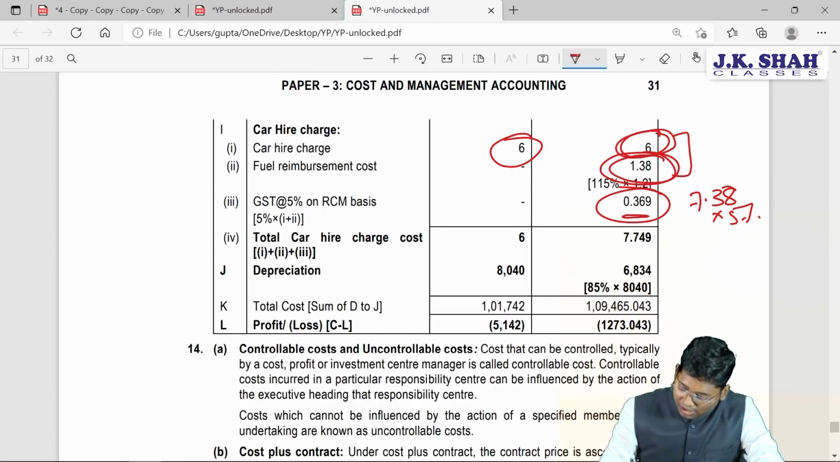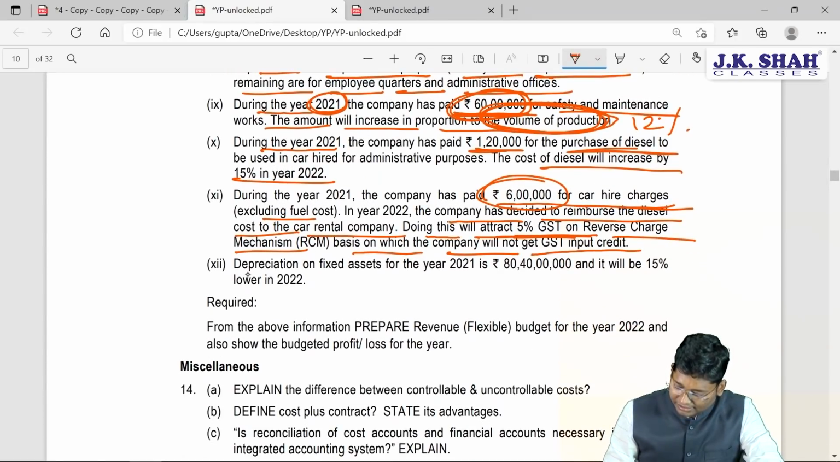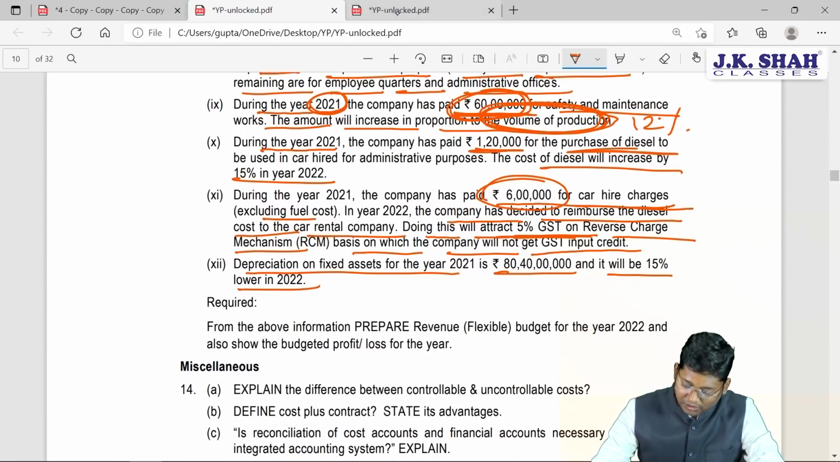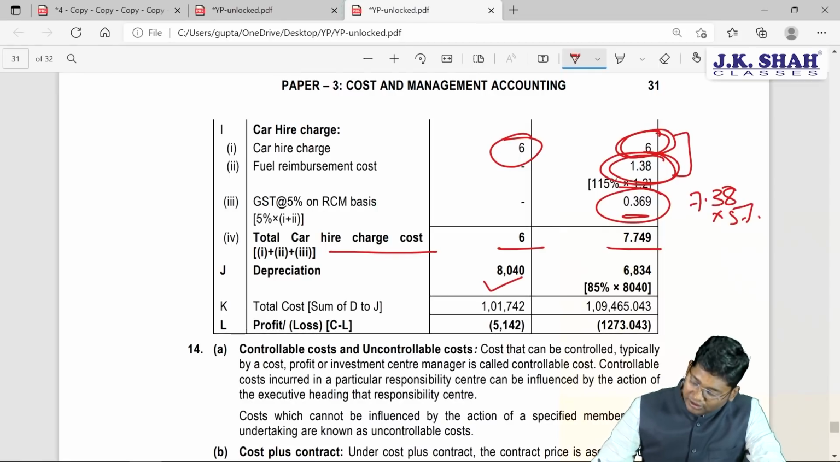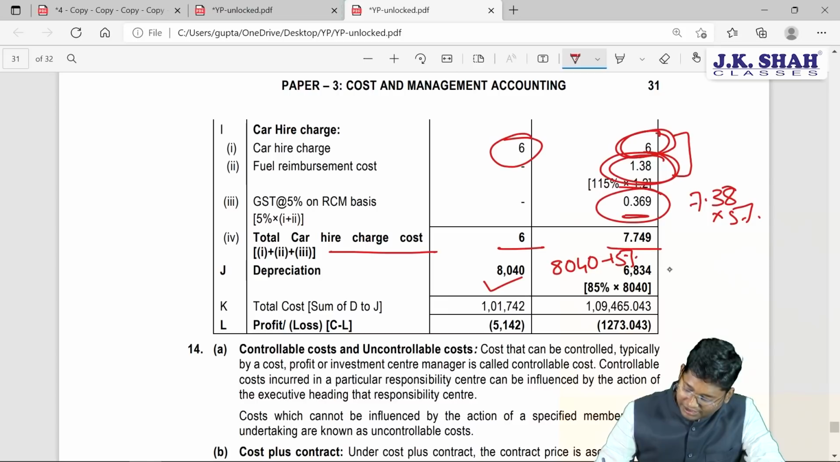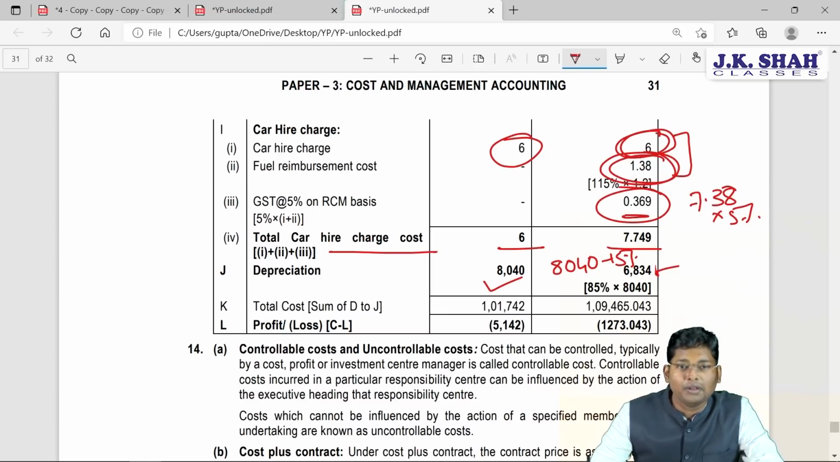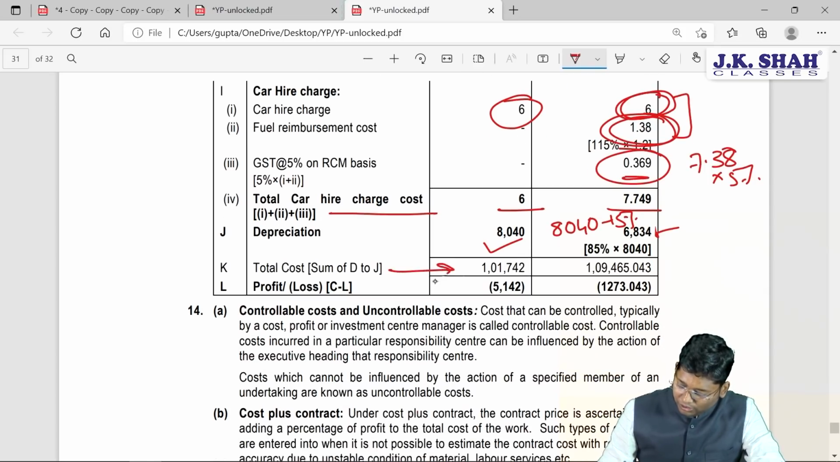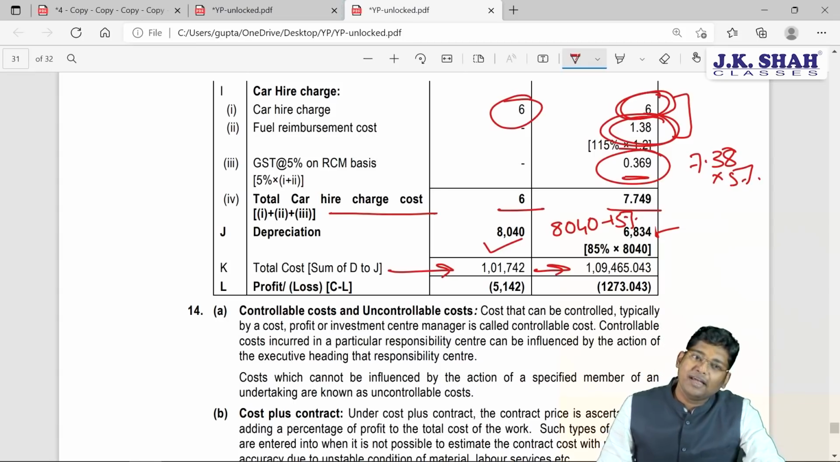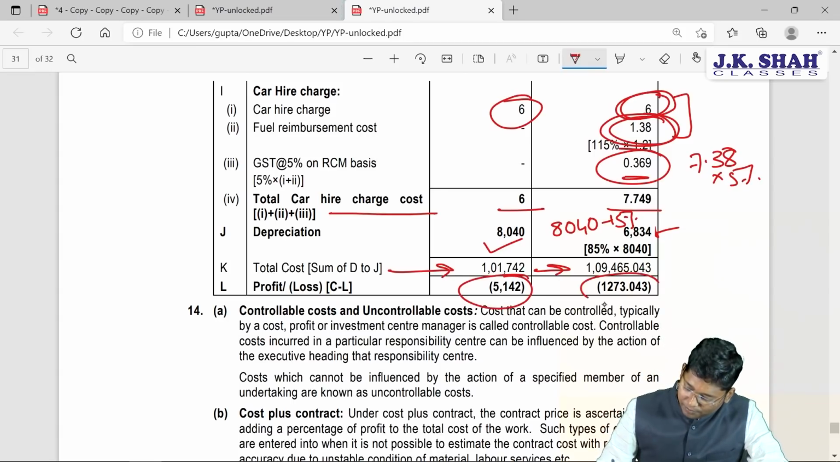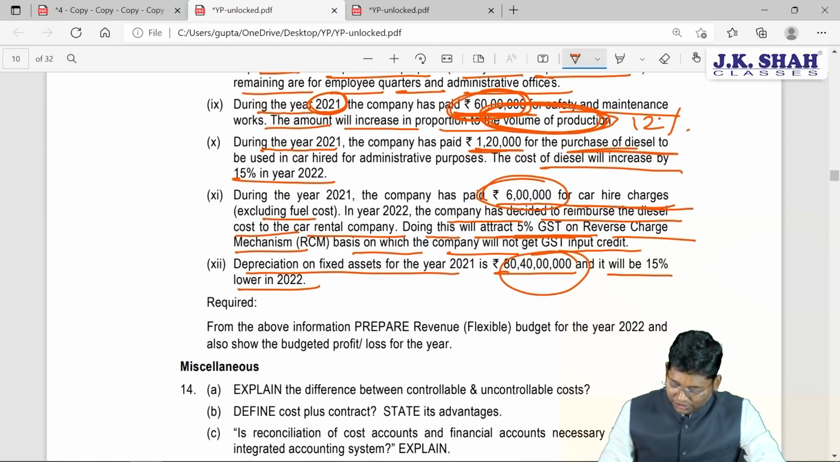So here our hire charges cost is computed, and finally the last point says depreciation on asset is given, and it will be 15% lower. So first record this amount in the current period, and then for the next period you should deduct 18040 minus 15%. Automatically you will get this particular amount, and finally when total cost is available, you should add all the cost values and deduct these cost values from your sales. You will get your profit. This is the thing which is asked in the question.